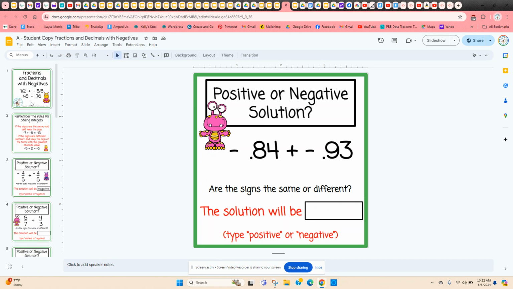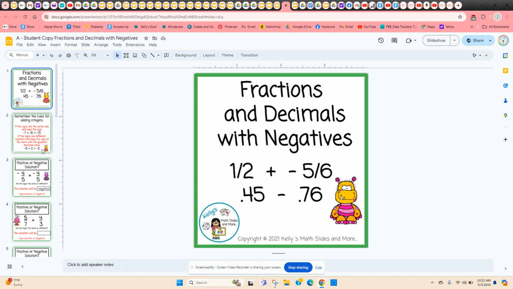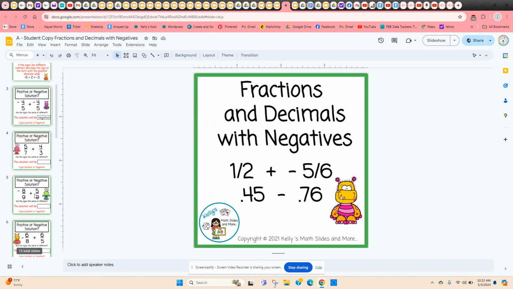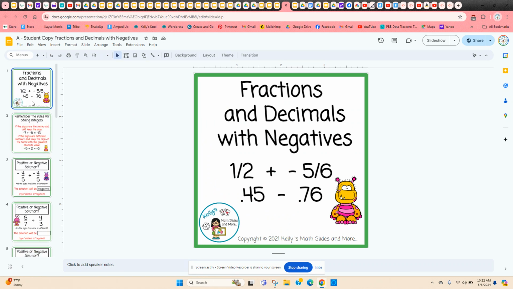Now this is followed by a worksheet. So once they've really looked at these to see whether their answer is going to be positive or negative, then they're going to be actually solving these problems. And that also includes a foldable for the interactive notebook. So this is digital lesson fractions and decimals with negatives.